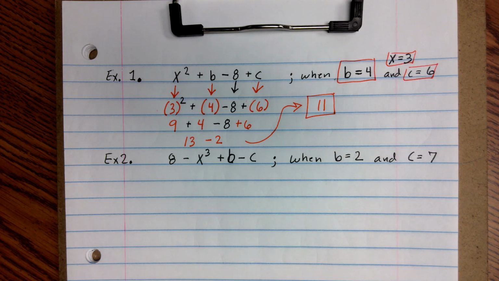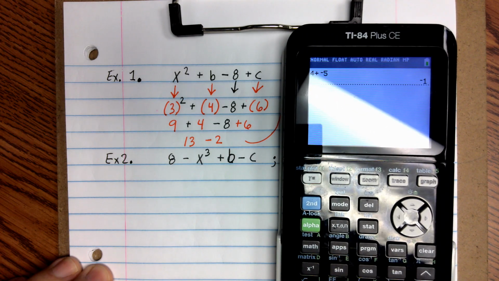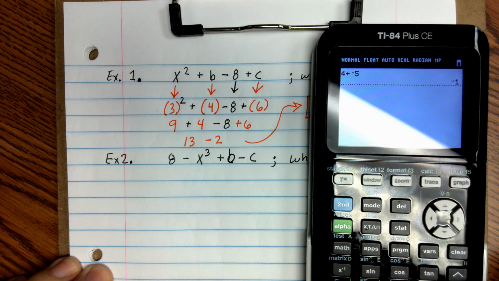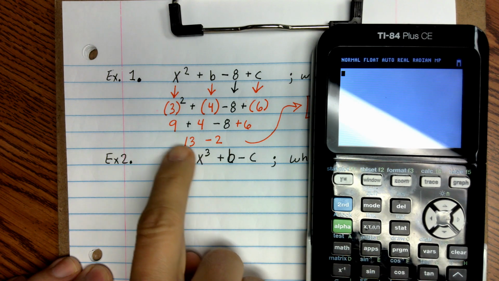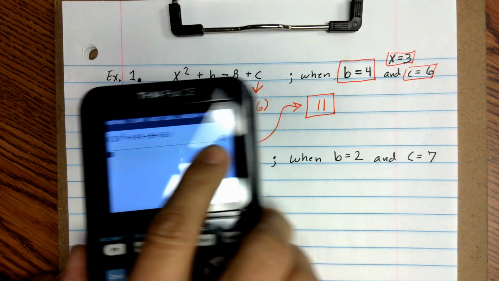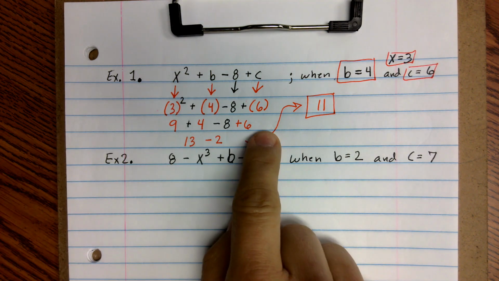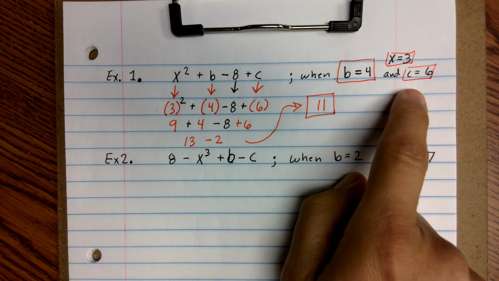Now what I'm going to do is I'm just going to check it with the calculator, right? And so I'm going to put all these terms into my calculator, so you can see my calculator right there. I'm going to clear it. And I'm going to put in just like I wrote it right here. So parenthesis 3 squared plus parenthesis 4 minus 8 plus parenthesis 6. And I should get 11. And notice I do. So I know that I did this problem completely correct. All I did was just follow my operations once I substituted the b, the x, and the c.